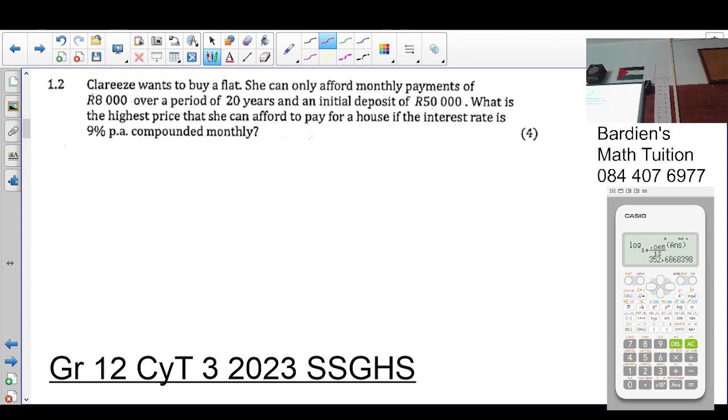She can only afford a monthly payment of 8,000 Rand over a period of 20 years and an initial deposit of 50,000 Rand. What is the highest price she can afford to pay for a house if the interest rate is 9% compounded monthly? People, this is a payment, it's a loan. Okay, so in other words, you must use the present value formula, whatever amount she can qualify for.